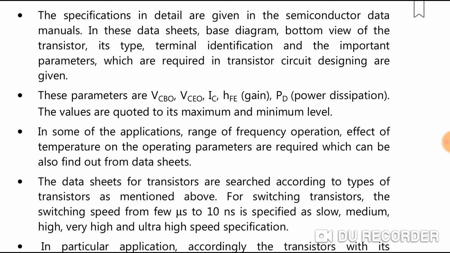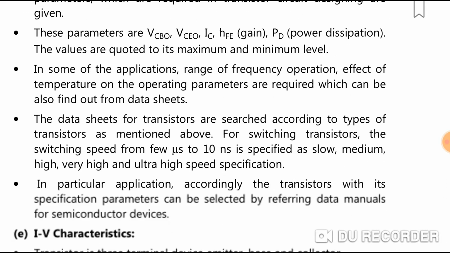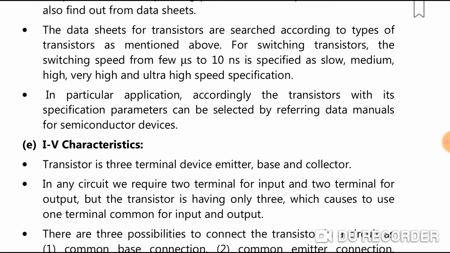In some of the applications, range of frequency operation and effect of temperature on the operating parameters are required, which can also be found out from the data sheets. The data sheets for the transistors are searched according to the types of transistors as mentioned above. For switching transistor, the switching speed from few microseconds to 10 nanoseconds is specified as slow, medium, high, very high, ultra high speed specification. In particular application, accordingly, the transistor with its specification parameters can be selected by referring data manuals for semiconductor devices.